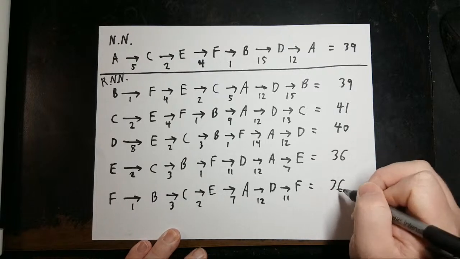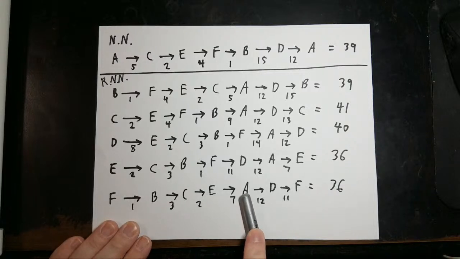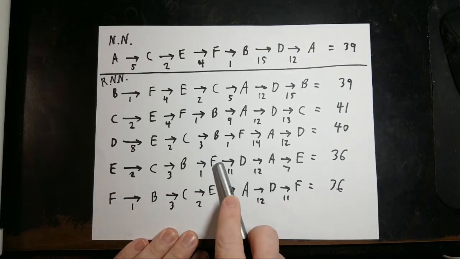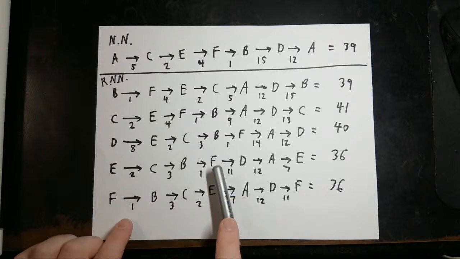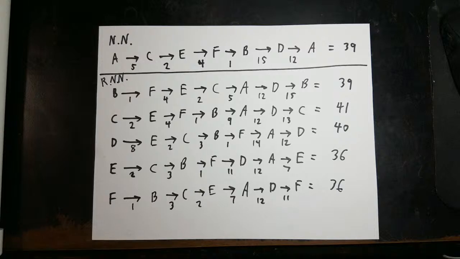36. Are these the same routes? Let's see. A, D, F, E. F, B, C, E. Yeah, they're the same routes. So, we found that optimal route.